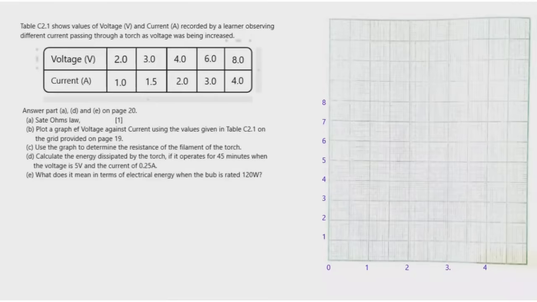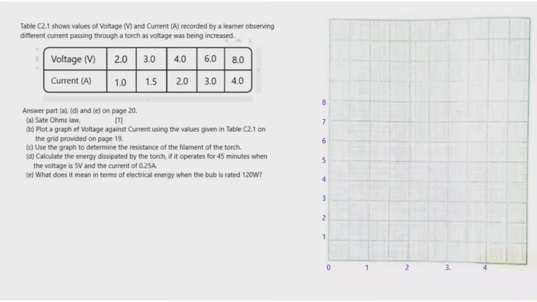You can see on voltage we have got 2 volts, 3 volts, 4 volts, 6 volts, 8 volts. And on current we have got 1, 1.5, 2, 3, and 4. Now let's go to the question. The actual question is: answer parts A, D, and E on page 20. When you're giving these answers, you use page 20. For me, I'm going to use the same space to answer all the questions.